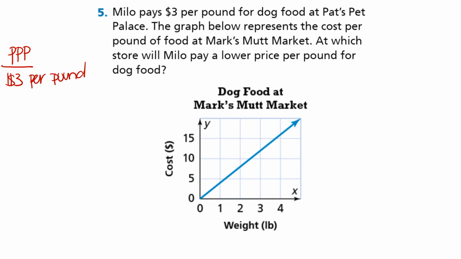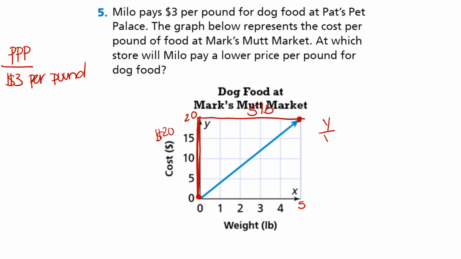The graph below represents the cost per pound of food at Mark's Mutt Market. To find the rate of change for our graph, we're going to find the points that we can read clearly, which would be 0, and then the value up at the top, which would be (5, 20). To connect our 2 points, we would go up $20, and we would go across 5 pounds.